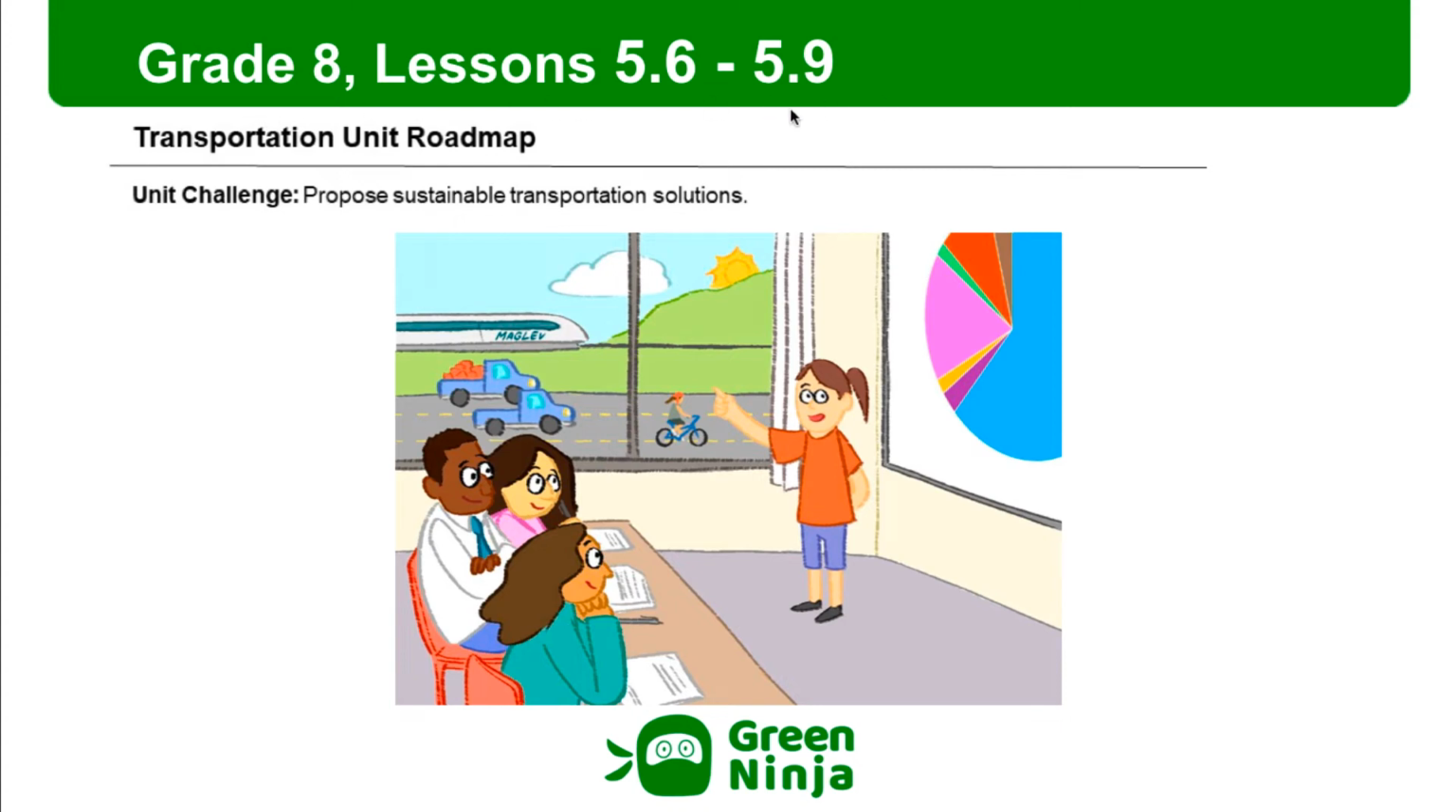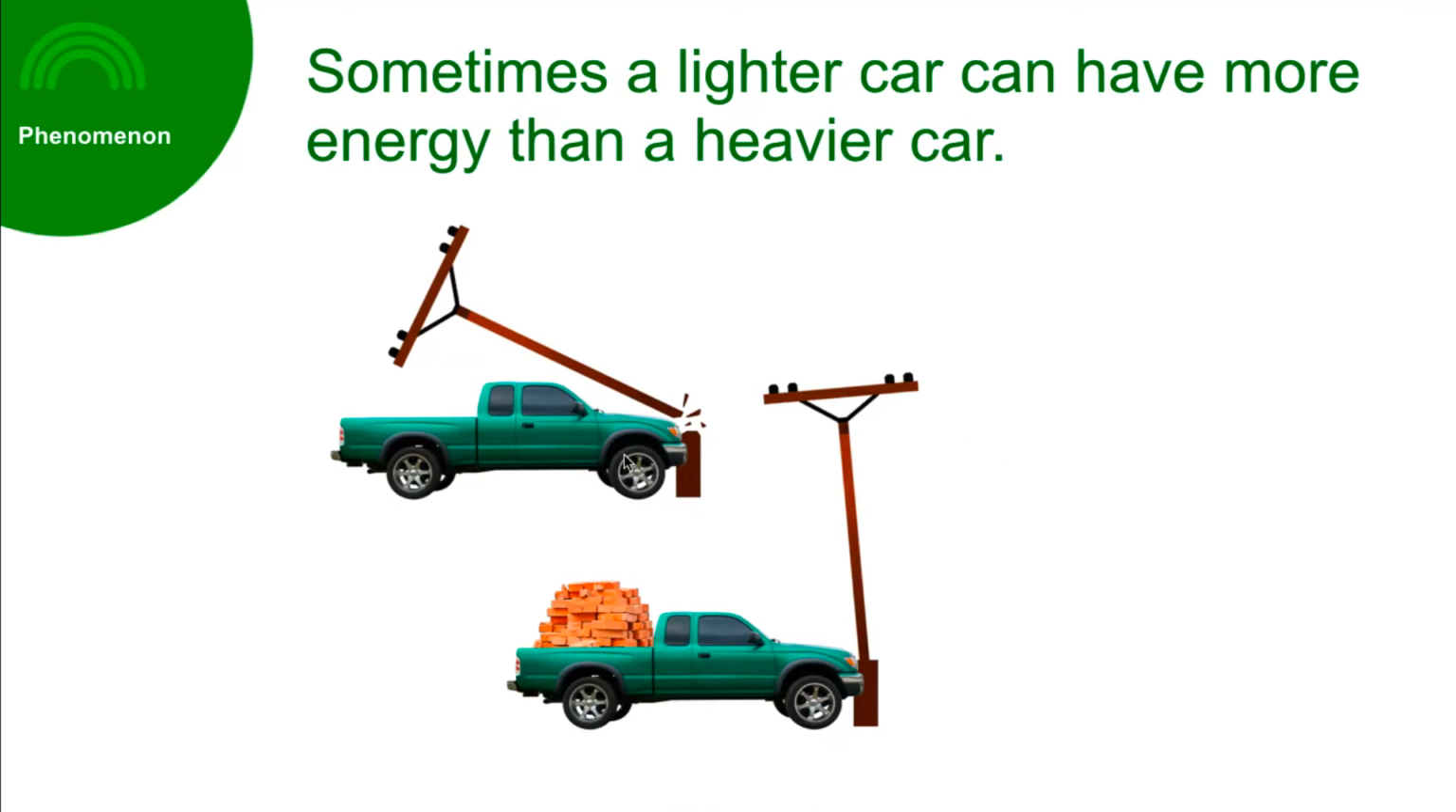In this section of lessons, students discover the factors that determine how much kinetic energy an object has. Since all vehicles need an energy source to get them moving, they'll understand why different vehicles use different amounts of energy. We'll be using this image of two trucks that hit a power pole. One is a truck hauling bricks, and the other isn't hauling anything, yet the empty truck caused the power pole to fall down. How can that be?